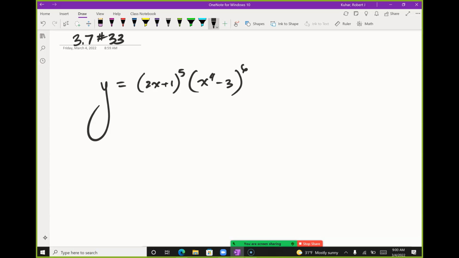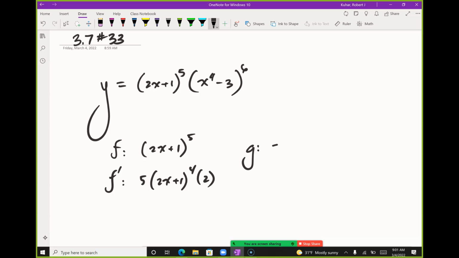So this is a product rule problem, right? What do I get? I get 2x plus 1 to the 5th, and my derivative there is 5 times 2x plus 1 to the 4th times another 2, right? That 2 is from the derivative of the inside, right? And my second function is x to the 4th minus 3 quantity to the 6th, and my derivative is 6 times x to the 4th minus 3 to the 5th times a 4x cubed.